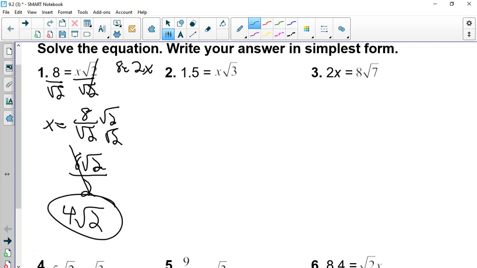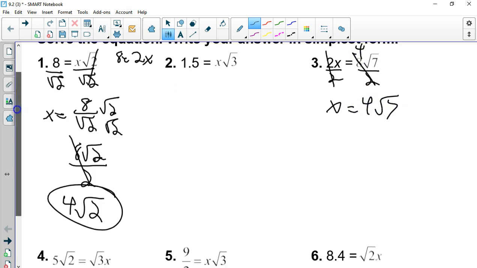Let's go over here to number 3. This time, this is a much easier problem. We do have 2x, so we're going to divide by 2. Cancels, and this cancels, leaving me 4, and we're already done. We don't have to do anything with the radical because it is in the numerator, it's in the top of the fraction.